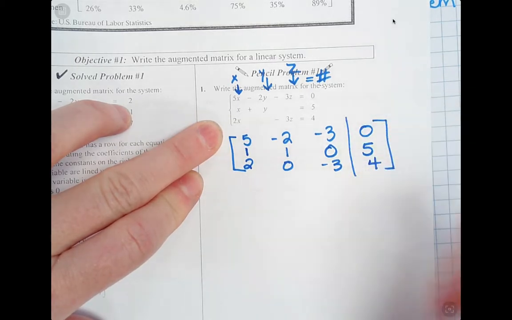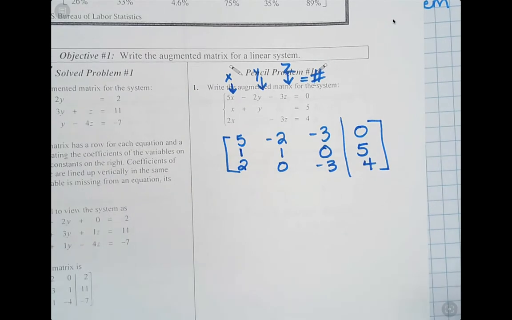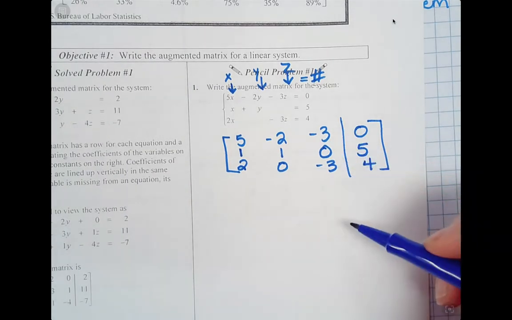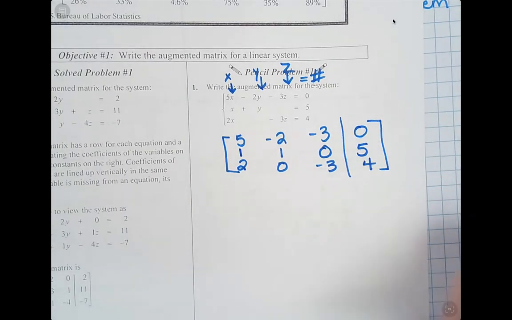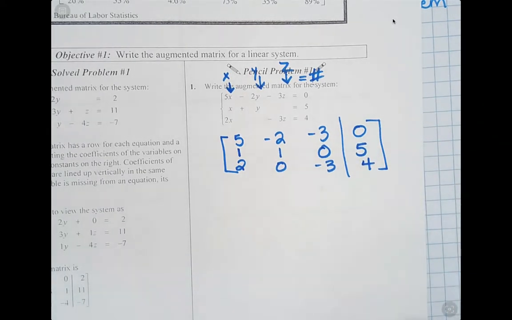So when we write it out, we can leave it like that, or we don't have to put that line there. Whenever you put it in the calculator, though, when we get to that point, you don't have to put a line or anything like that. It's all the same.